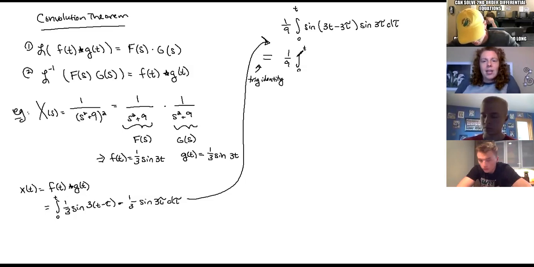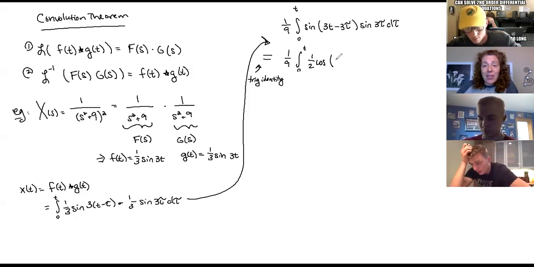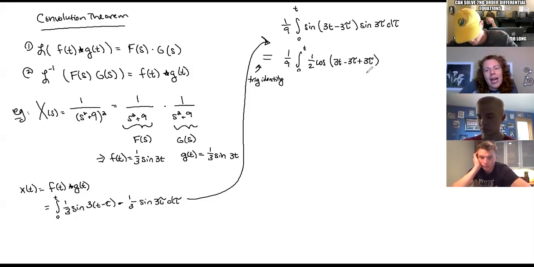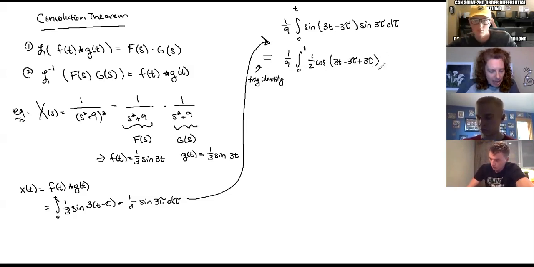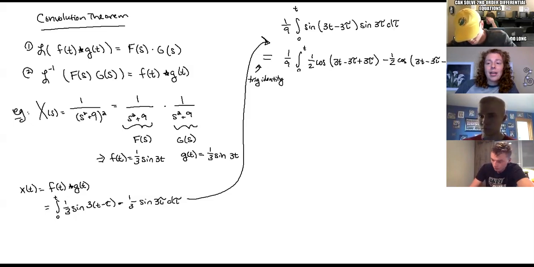Here's what we've got: 1/2 cosine of those two things added together, so 3t minus 3 tau plus 3 tau, 1/2 cosine of those two arguments added together, minus 1/2 cosine of those things subtracted. So 3t minus 3 tau minus 3 tau, and then a d tau.